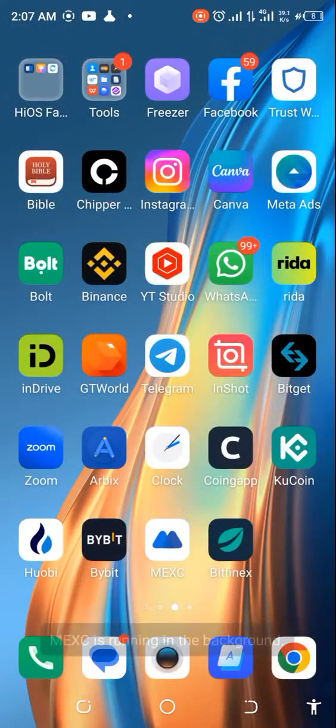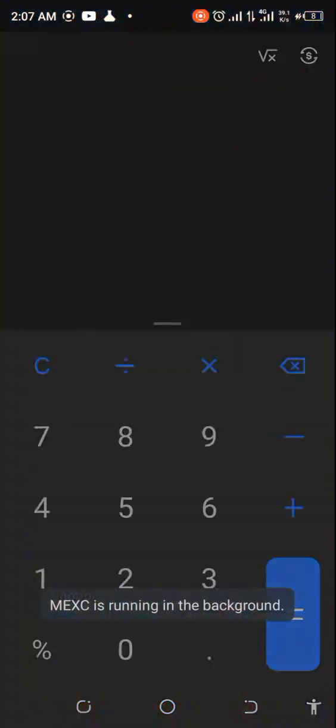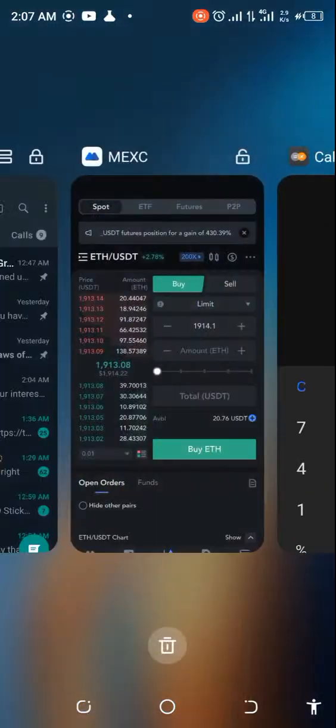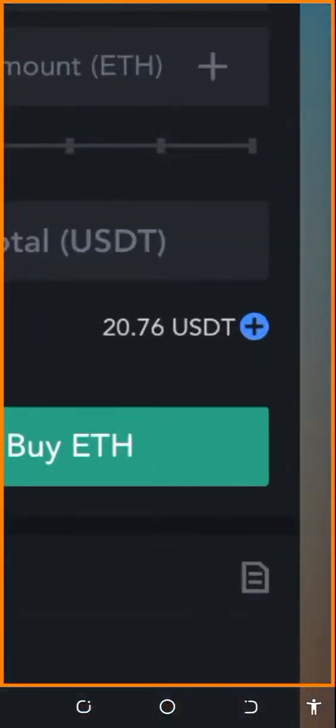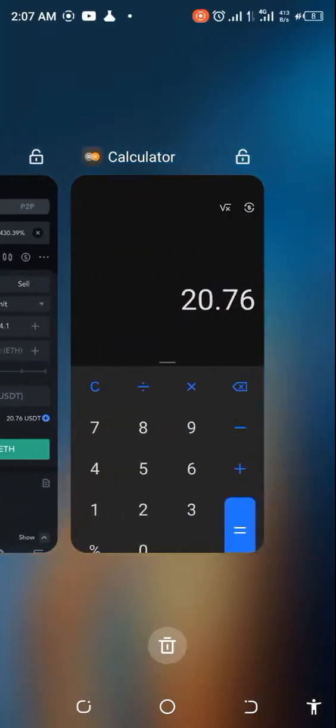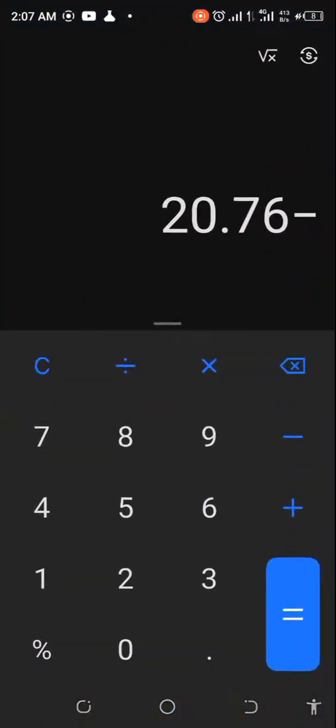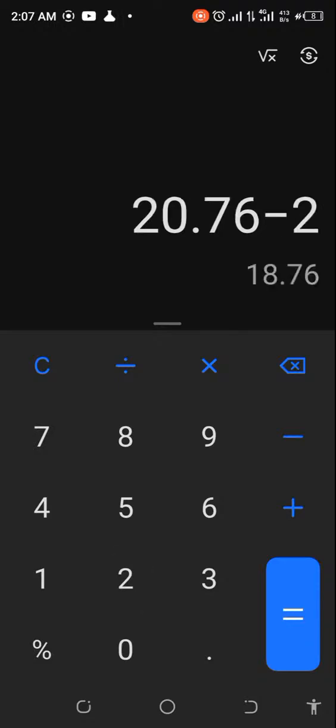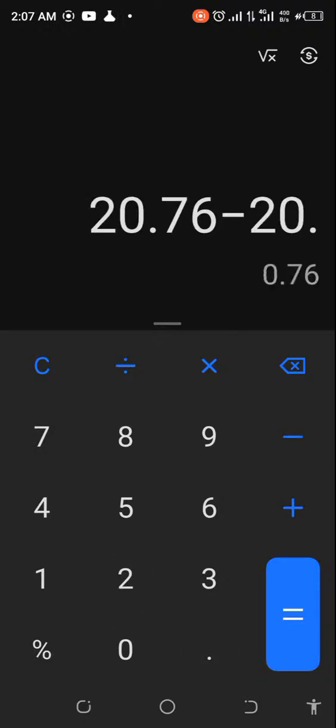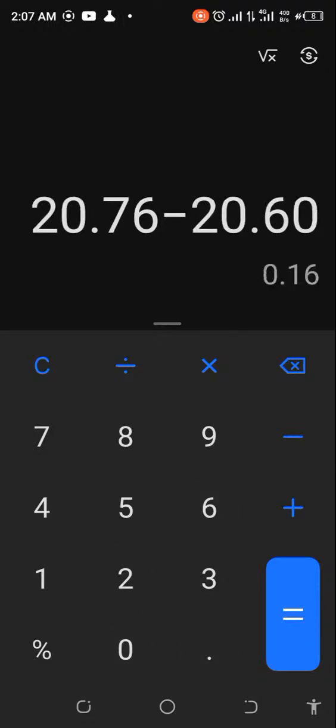So let's just go to our calculator and do the mathematics. Okay, so what that means is that 20.76. Am I right? Am I correct? 20.76. Yeah. So 20.76 minus 20.60. 16 cents. Yeah, it wasn't exactly so fantastic, but it's something.